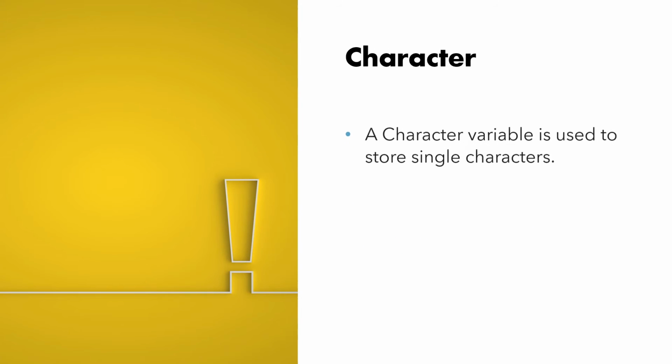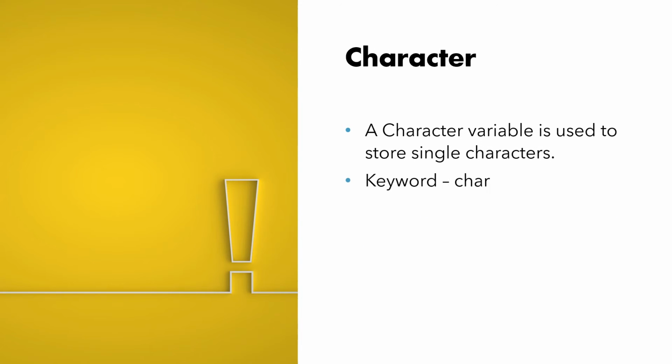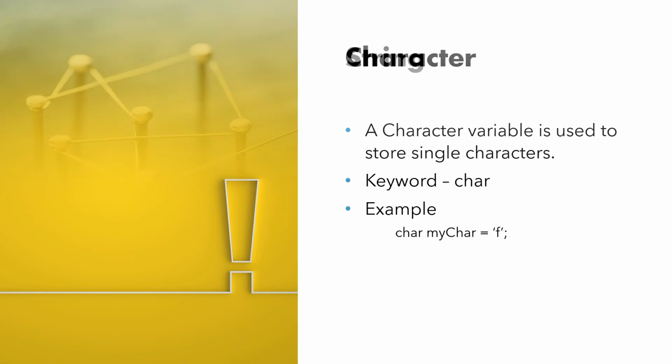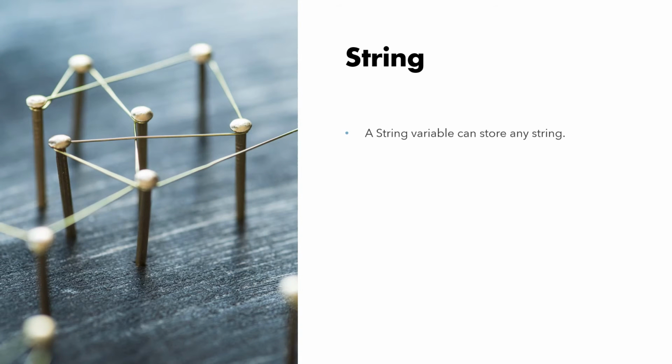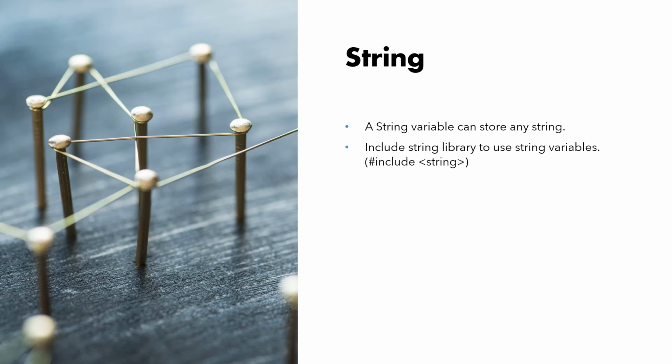A character variable is used to store any single character. We use char keyword to declare character variables. A string variable is used to store words or sentences. We use the string keyword to declare string variables.